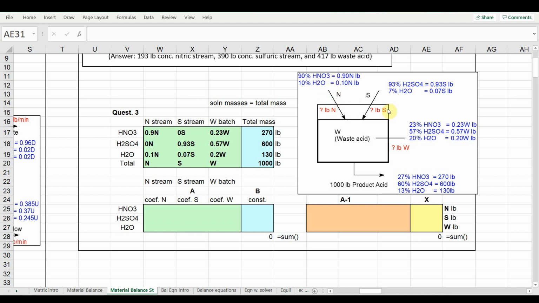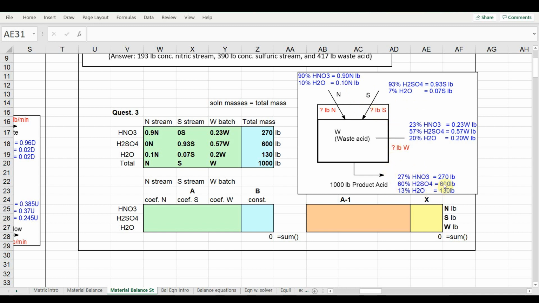acid stream. The other variable is the weight of the sulfuric acid stream, which I'm calling S. It's 93% sulfuric, that's 0.93 times the weight of sulfuric acid stream. The balance therefore is water, 7%, so the amount of water delivered here is 0.07 times the mass of the sulfuric acid stream. So these three quantities combined together will give us 1,000 pounds of this composition.